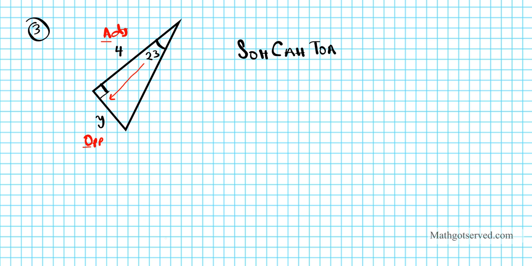So what trig ratio has opposite and adjacent in it? It's tan, right, for TOA. So that's what we're going to use in this problem. So tan of the angle, 23 degrees. Tan of 23 equals opposite, which is y, over adjacent, which is 4. Okay? So to get y by itself, multiply both sides by 4. The 4s divide out, and we end up with y equals 4 tan 23.